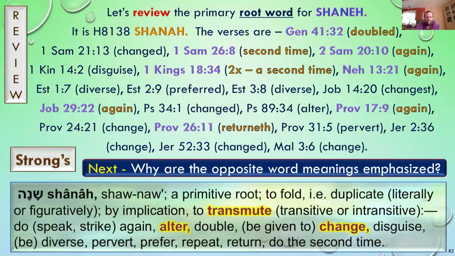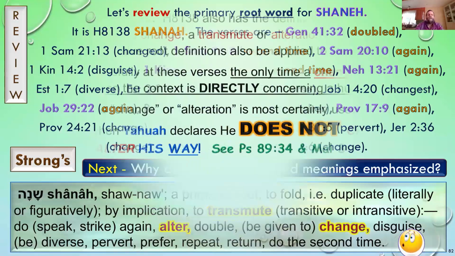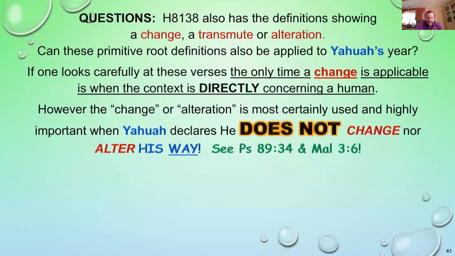Now, I want you to look below in this Strong's definition, and you'll see the highlighted words: transmute, alter, and change. Can this indicate a lunar year? Would there be a change from the Tequfah to Tequfah? Would it transmute into a lunar year? H8138 also has the definitions showing a change, a transmute, or alteration. Can these primitive root definitions also be applied to Yahuwah's year?